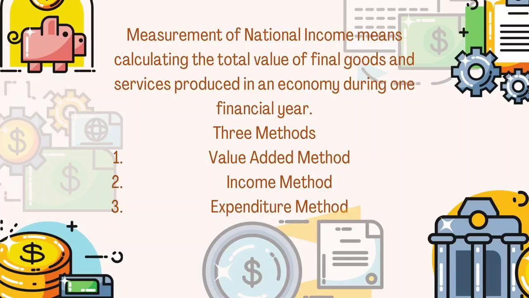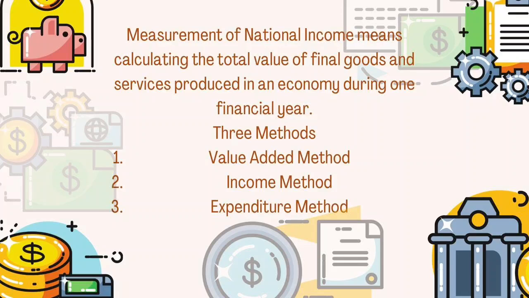Imagine a bakery sells bread. To make bread, it first buys flour. The flour mill buys wheat from the farmer. Now suppose we count wheat, flour and bread separately. Then what will happen? The value of wheat is already included in flour. The value of flour is already included in bread. If we add all three, we will count the same value again and again. That would give us incorrect national income.